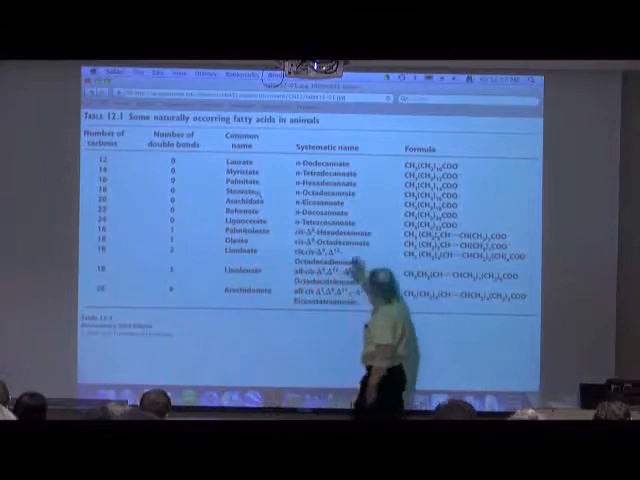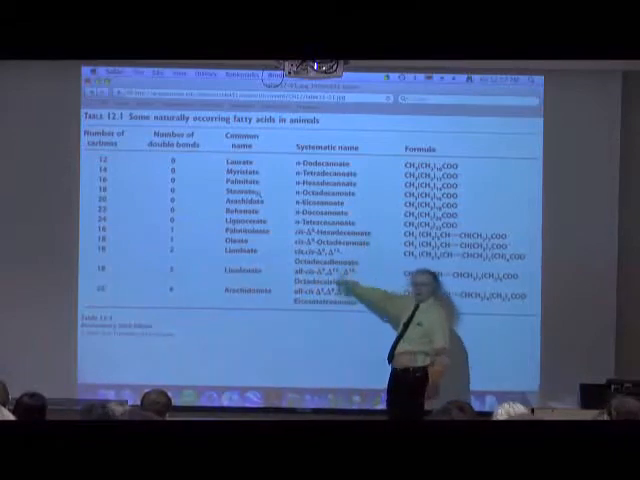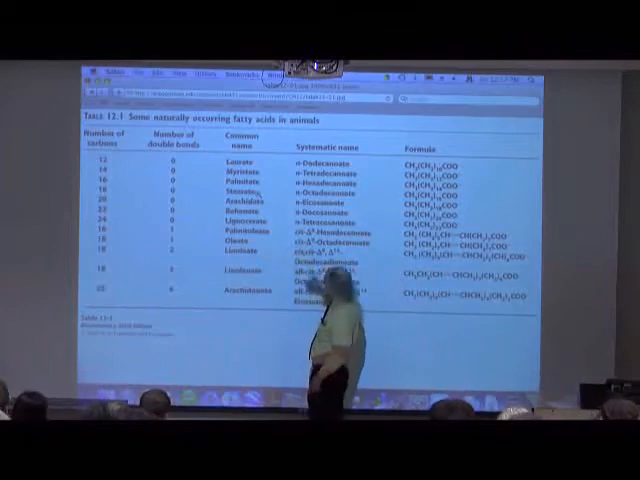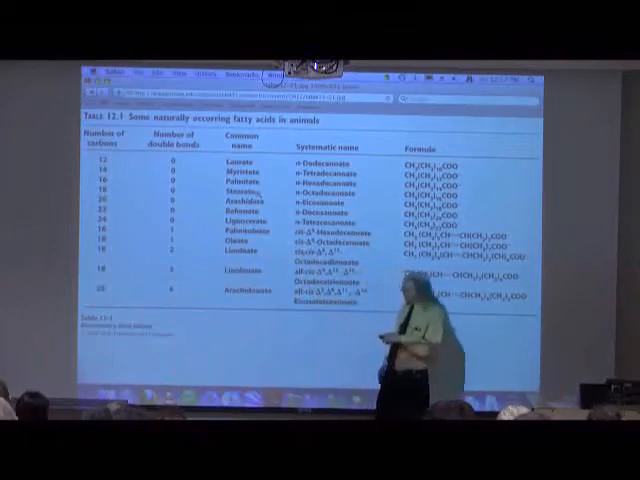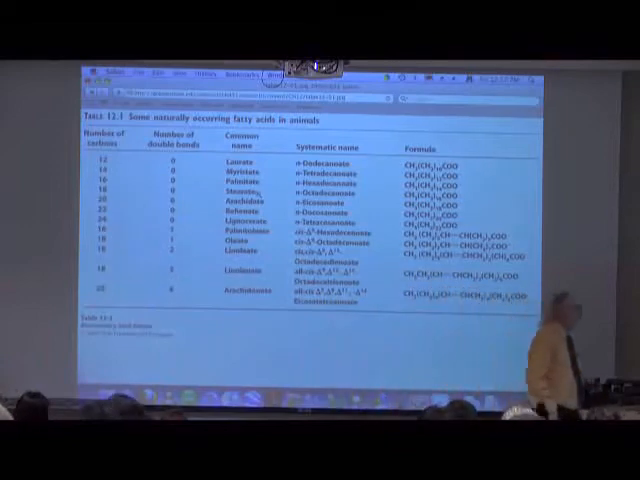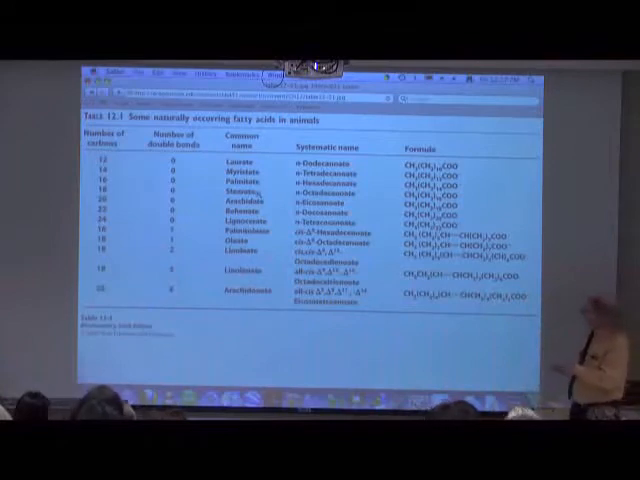I'm not as concerned that you memorize where the bonds are. I think for oleate, you should know it's position 9, but I don't care about these other ones down here. But I do think you should know linoleate has 2, linolenate has 3, and arachidonate has 4. These are important fatty acids, and they're essential. At least these two guys here are essential.